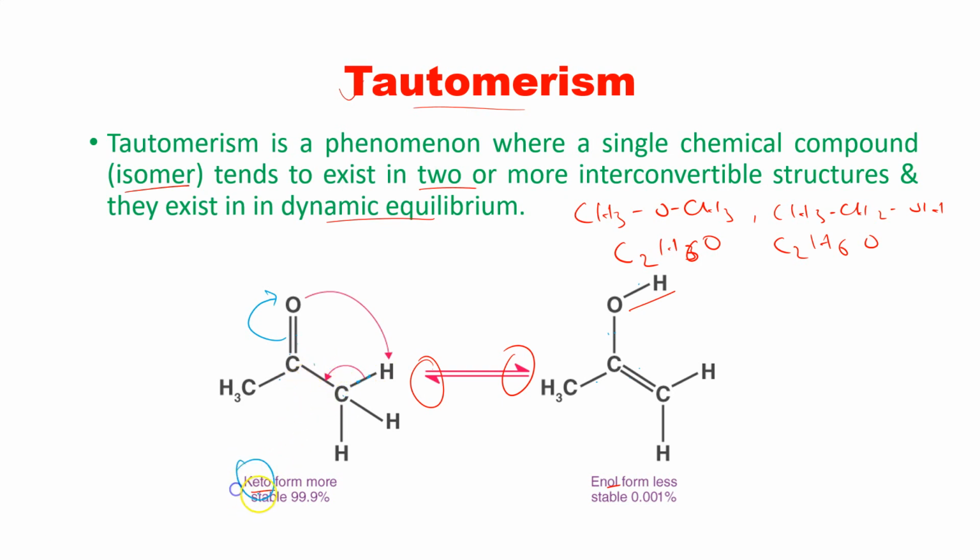This form is said to be the keto, and the next form that has been formed is said to be the enol form because of the alcohol. 99.9% keto form is more stable, and 0.1% is the less stable form, and they exist in a dynamic equilibrium. So isomers that exist in a dynamic equilibrium with 2 or more interconvertible structures by some rearrangement in a molecule, such a phenomenon is said to be tautomerism.